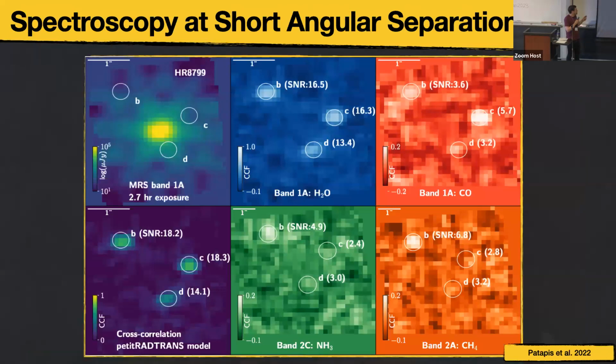To give you an idea of pushing these modes to something that maybe we weren't expecting to do, here is an image in the top left, where I want you to focus for now, of an IFU spectrum. Each pixel here is a spectrum of HR8799, this canonical directly imaged system. It has 4 planets around it, but you're only seeing 3 in the field of view here.